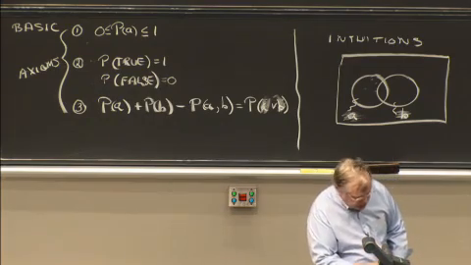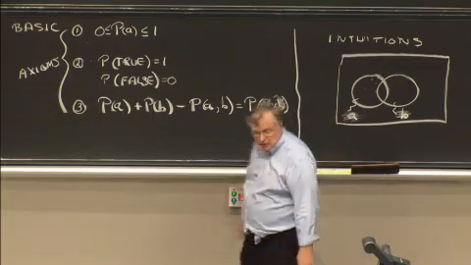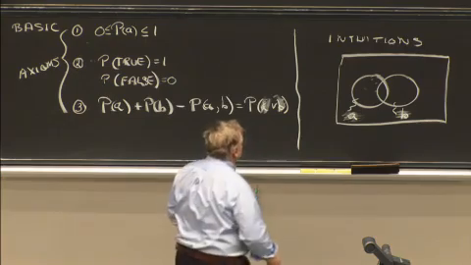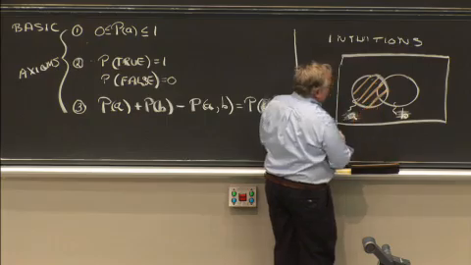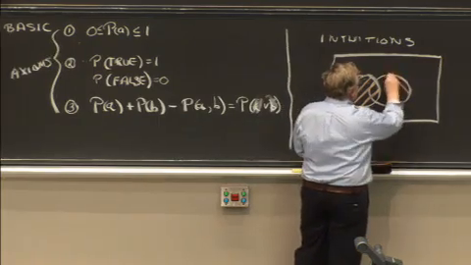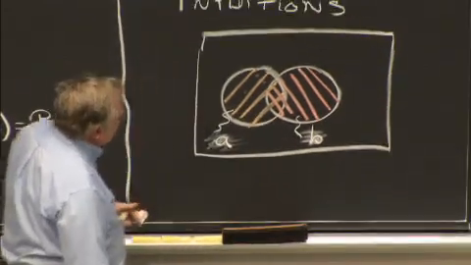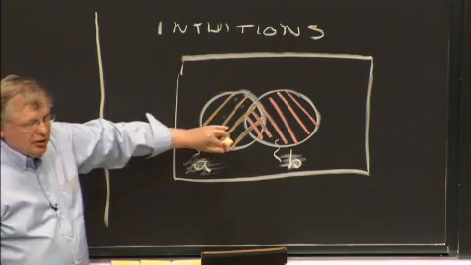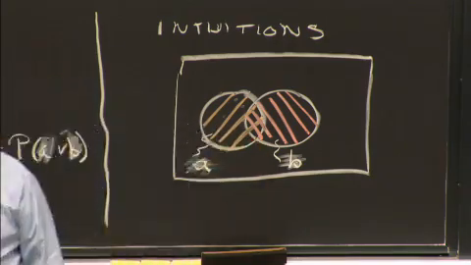And the answer is sure, because we can just look at those areas with a little bit of colored chalk. The probability of A is just this area here. The probability of B is this area here. And if we want to know the probability that we're in either A or B, then we just have to add up those areas. But when we add up those areas, this intersection part is added in twice.